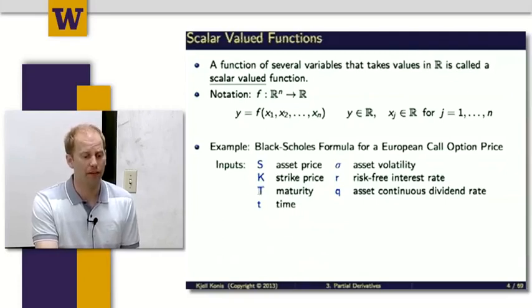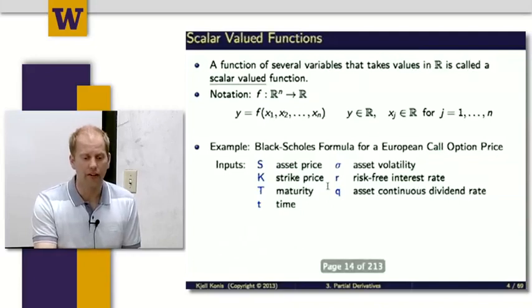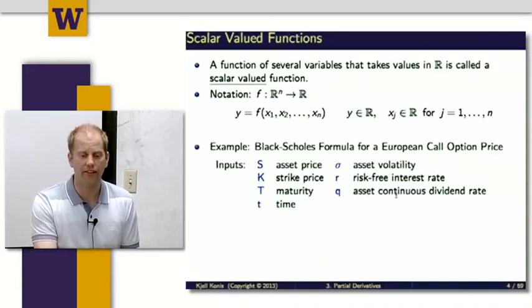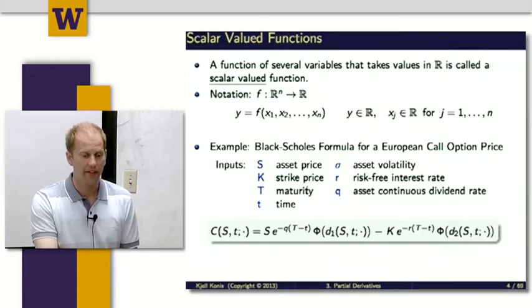So this could be next Tuesday, and little t, generally, we're going to think of that as today. And then q is the continuous dividend rate. If the asset pays dividends, then you want to take those dividends and figure out what the continuous rate would be. And q is going to represent that number. And then this is the formula.